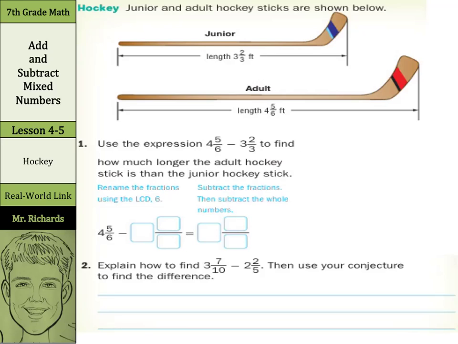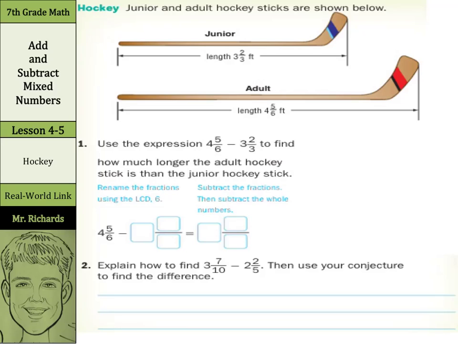Junior and adult hockey sticks are shown below. The junior stick has a length of 3 2/3 feet. The adult stick has a length of 4 5/6 feet. We are asked to use the expression 4 5/6 minus 3 2/3 to find how much longer the adult stick is than the junior hockey stick.